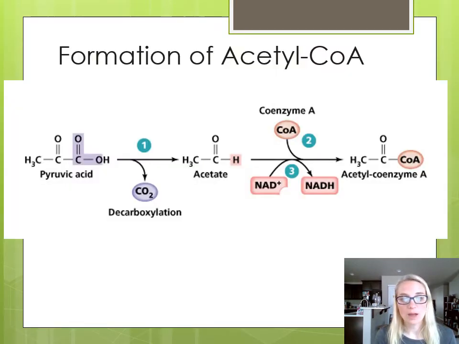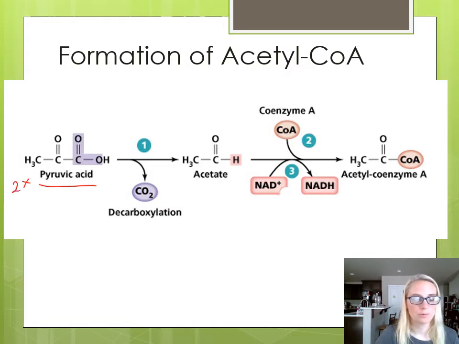So at the end of glycolysis, we produced two pyruvic acids, right? We had two of these pyruvic acids. They're just showing one for simplicity's sake. So everything that happens here on this diagram will be happening double, one for each pyruvic acid produced in glycolysis.